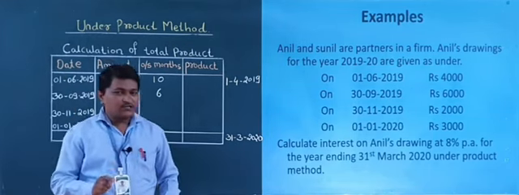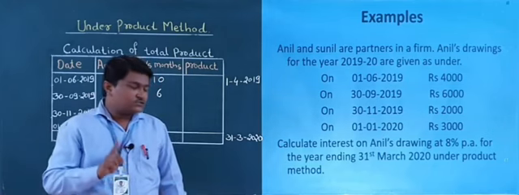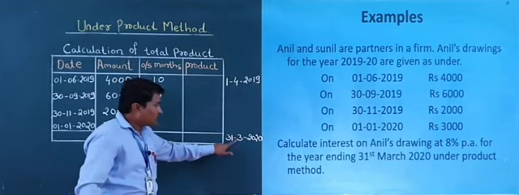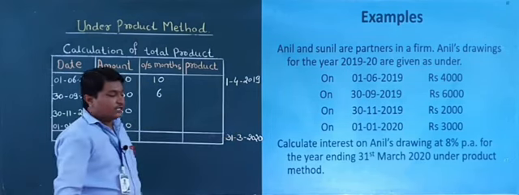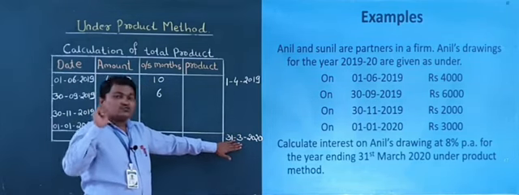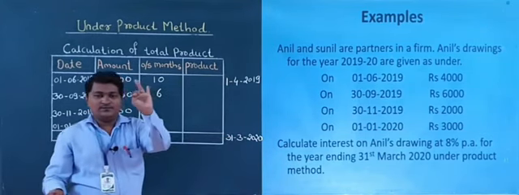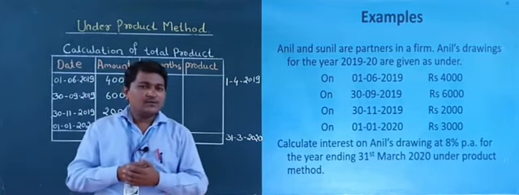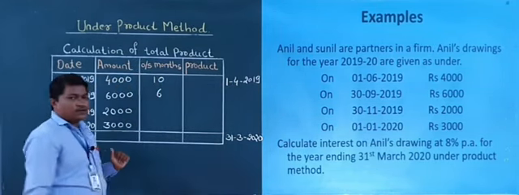My question is, why are we calculating only up to March? Yes, the financial year ends on 31st March. They asked to calculate up to 31st March 2020. Up to this date they asked to calculate. So we are counting up to 31st March, the month March, right? And we are calculating from the given date.